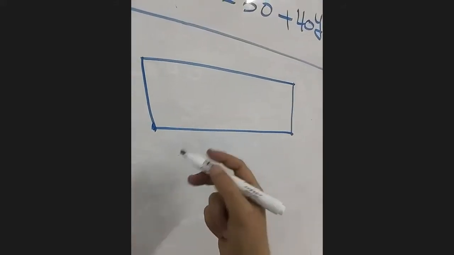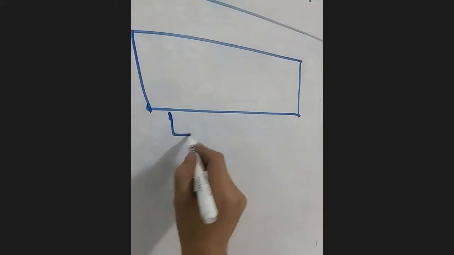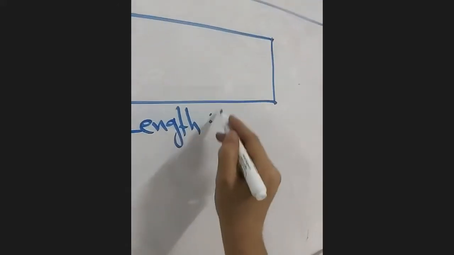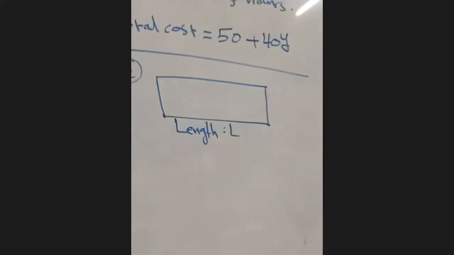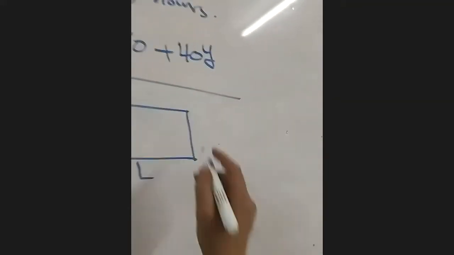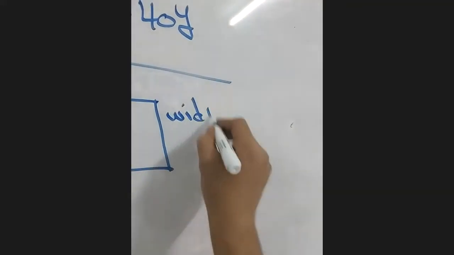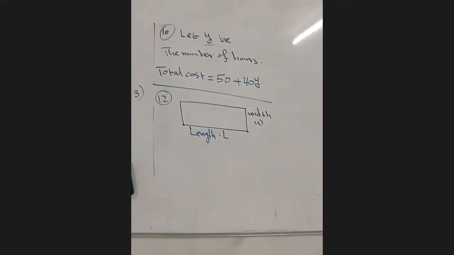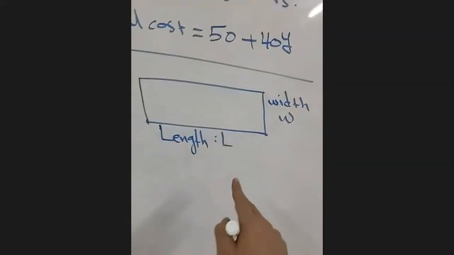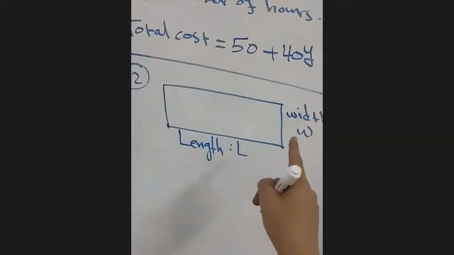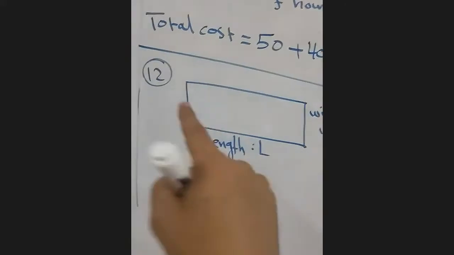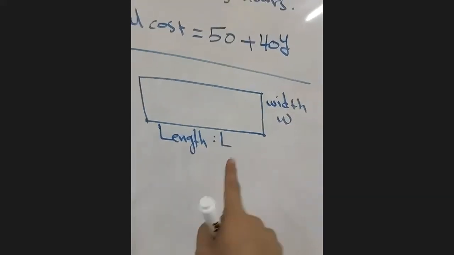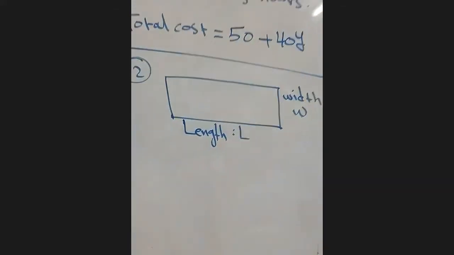I will call the length L, and I will call the width W. Length L and width W. Do this, guys. Draw the rectangle in your question. Draw the rectangle and label length L and width W so you understand.